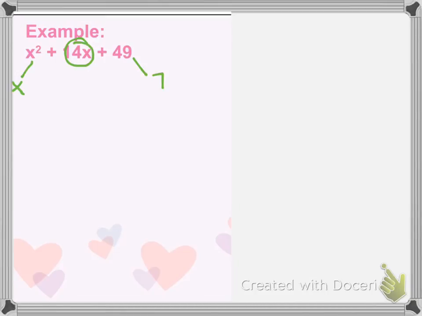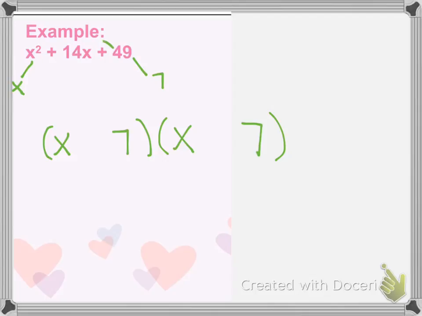That means that it fits that pattern. Okay, we're double checking to see if this fits the pattern. So if the square root of the first and the square root of the last multiplied together times 2 gives you your middle term, then this fits the pattern. So all you have to do to factor it is take those square roots, x and 7. Technically you're doing this, x and 7, x and 7. This tells you your signs are the same. This tells you that they are both addition.